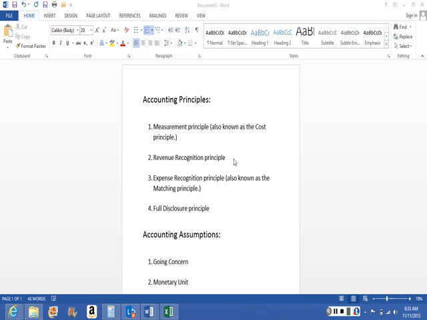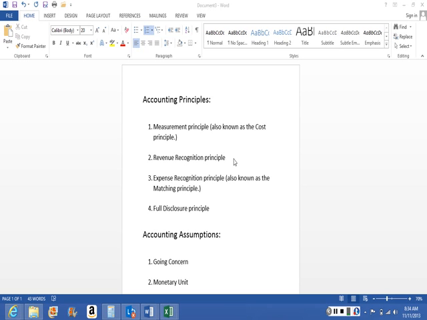However, if I go and mow someone's lawn and get paid for it after completing the lawn mowing, then I have earned the revenue and I can recognize it. What does recognize mean? It means to record it. And we'll teach you how to record these transactions later on.